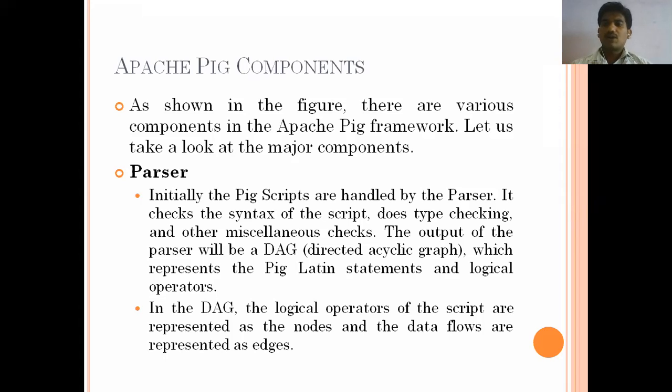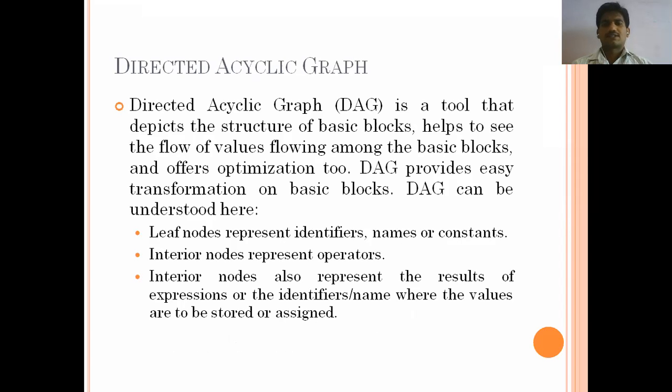So the logic we write, based upon that logic the output is displayed. Whether the output is correct or not, we have to decide, and we have to change any logical operations, loops, statements or conditions accordingly. In the DAG, the logical operators of the script are represented as nodes and the data flows are represented as edges. So we want to know what the DAG representation is.